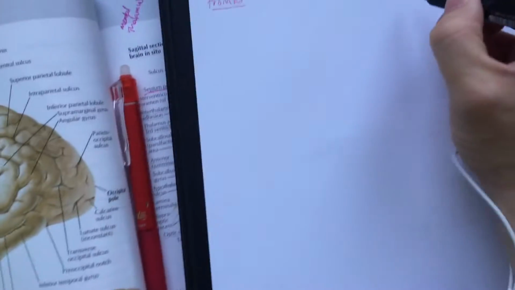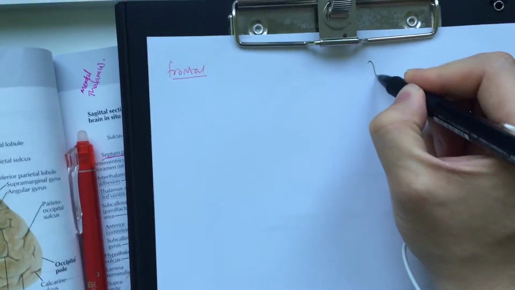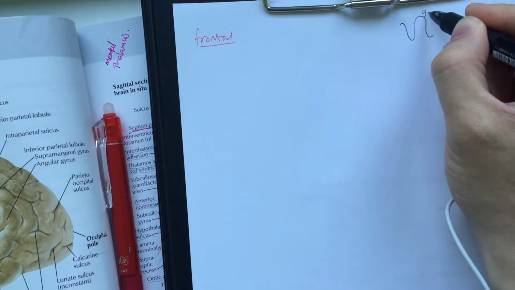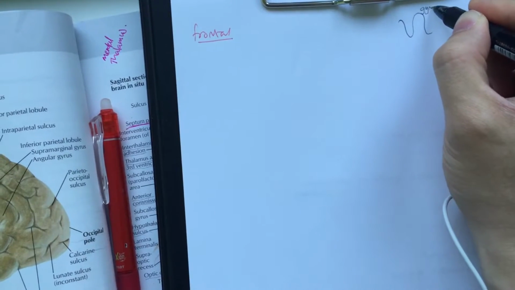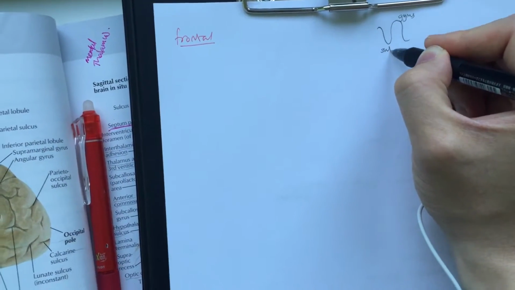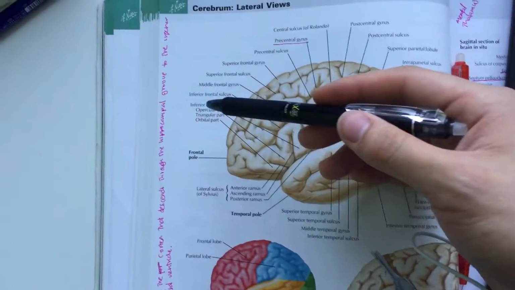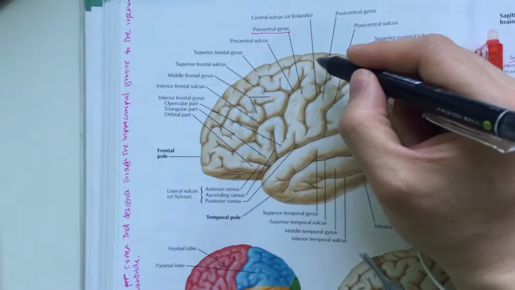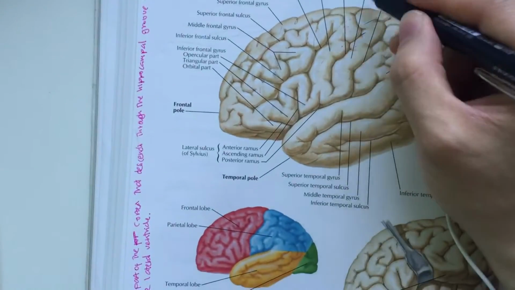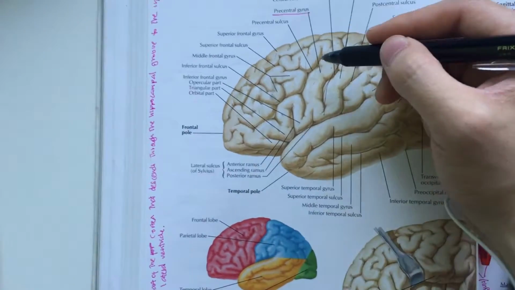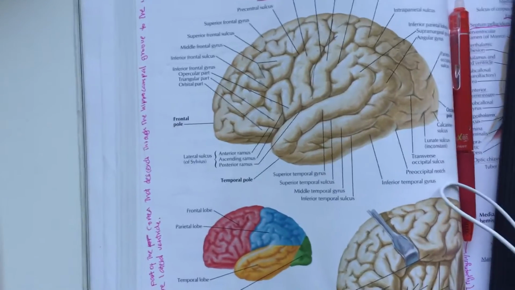So when I say gyrus, what does it mean? Well, your brain isn't a smooth surface. It's got peaks and troughs. At the top, you have the gyrus or gyri, plural, and the sulcus at the bottom. So how do we know where the frontal lobe is? Well, it's bordered by the central sulcus here. The central sulcus divides the frontal and the parietal.